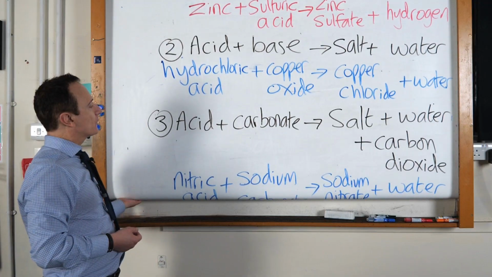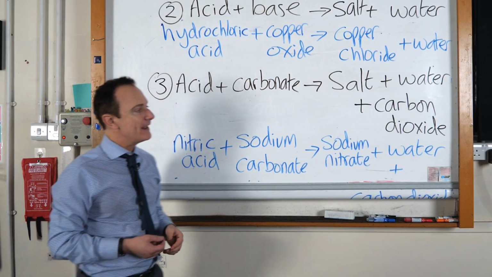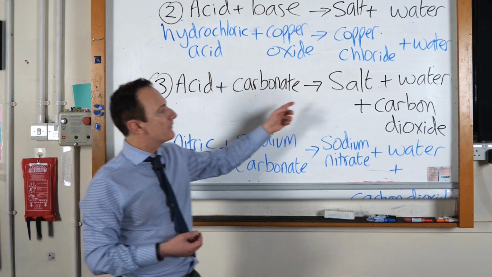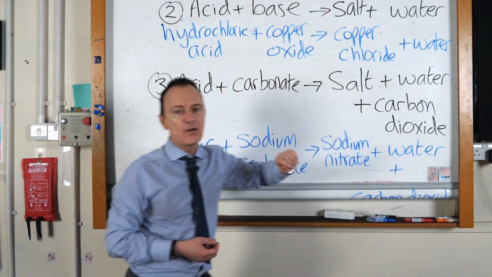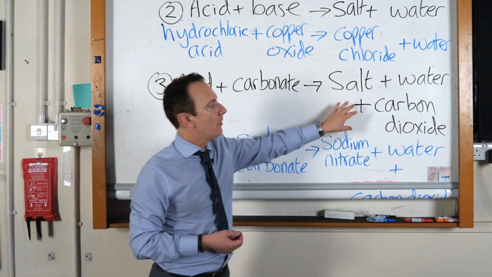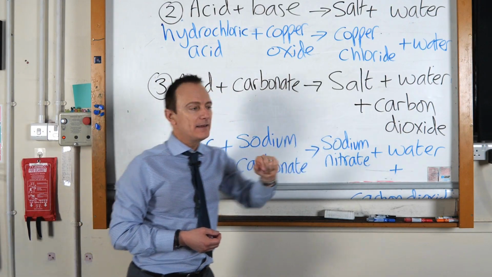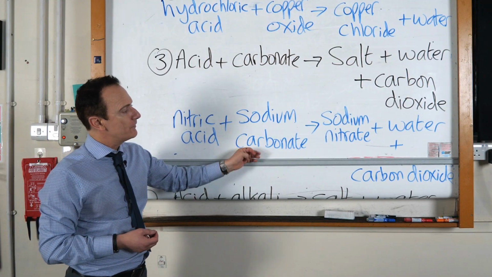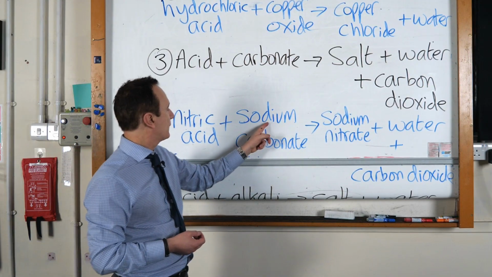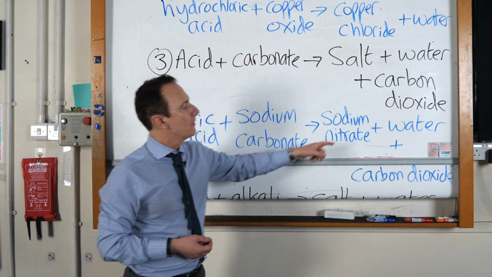The third way of making a salt is an acid and a carbonate. This time, instead of a salt and water, it makes salt, water and carbon dioxide. So remember, carbonate also makes carbon dioxide. So if we started with nitric acid as the acid and sodium carbonate, the salt would be sodium nitrate plus water plus carbon dioxide.